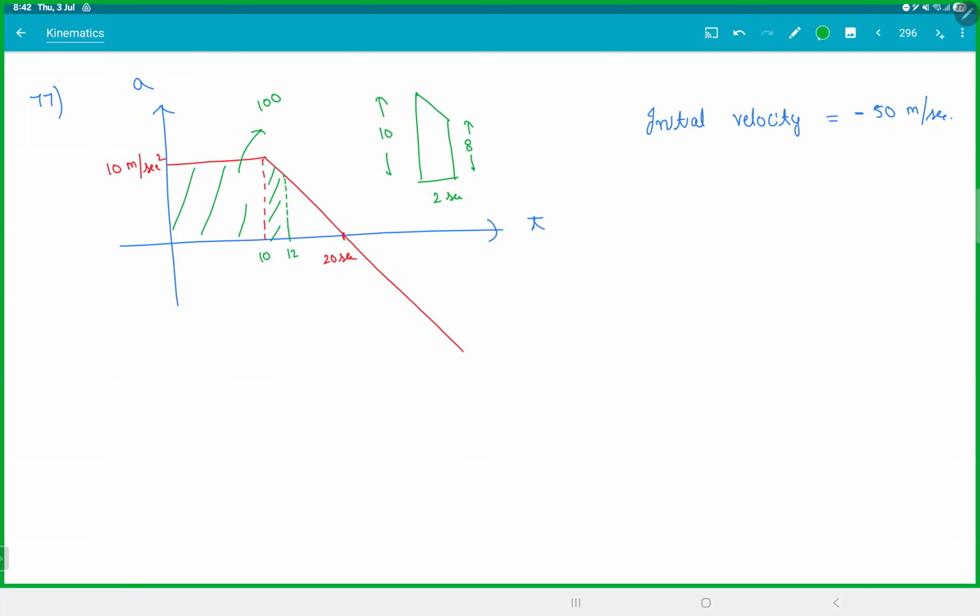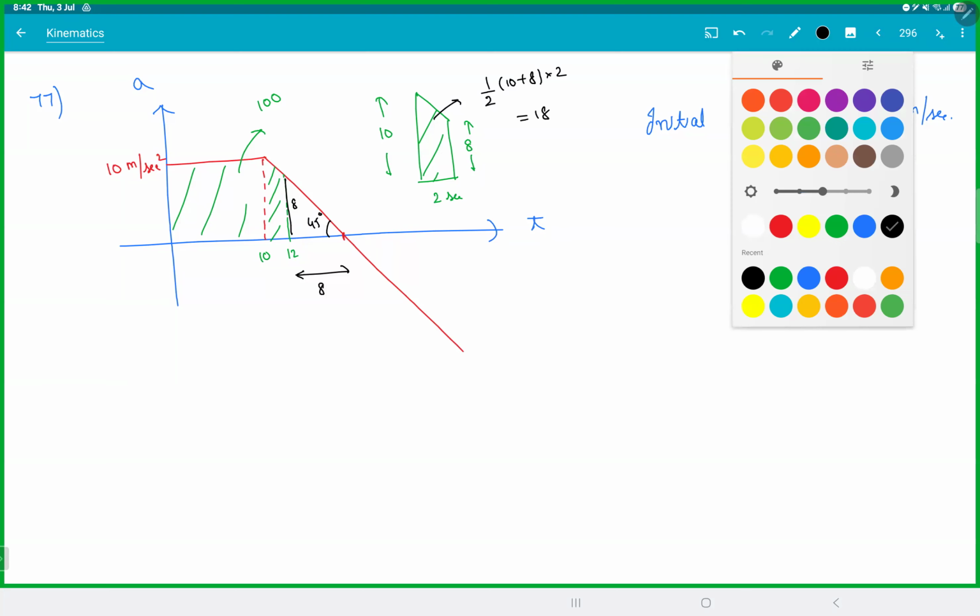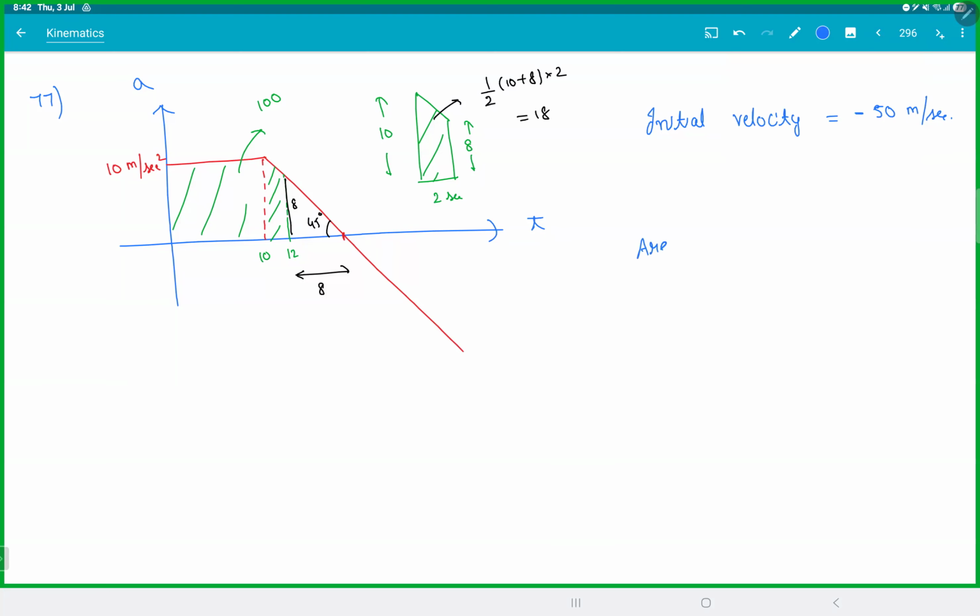Because this angle is 45 degrees, right? If this is 8, this height also must be 8. Sure. The area of this trapezium will be half into sum of the parallel sides into height, so that will be half into 10 plus 8 into 2. That is 18. So area up to 12 seconds is 118. It's just a little geometry. So area up to t is equal to 12 seconds is 118.